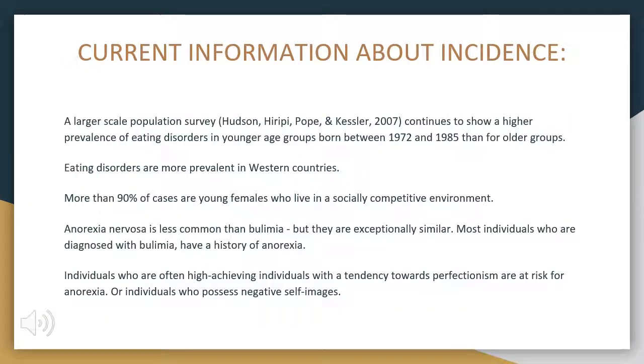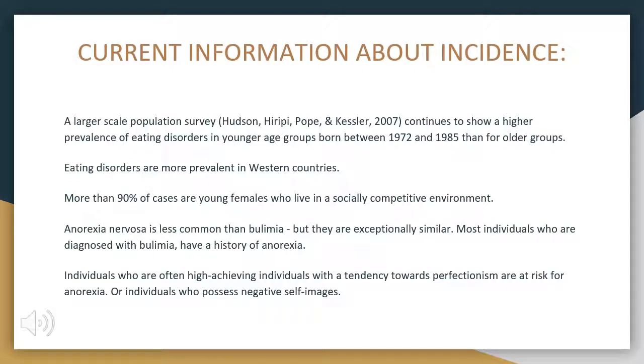Current information regarding incidence of anorexia nervosa. A larger scale population survey continues to show a higher prevalence of eating disorders in younger age groups born between 1972 and 1985 than for older groups. Eating disorders are more prevalent in Western countries. More than 90% of cases are young females who live in a socially competitive environment.